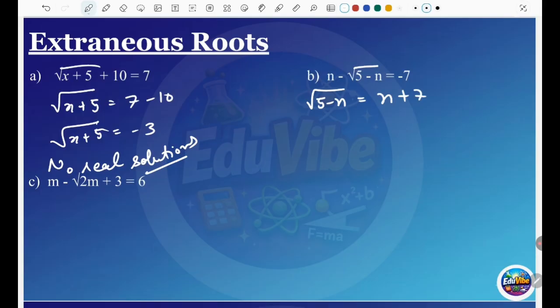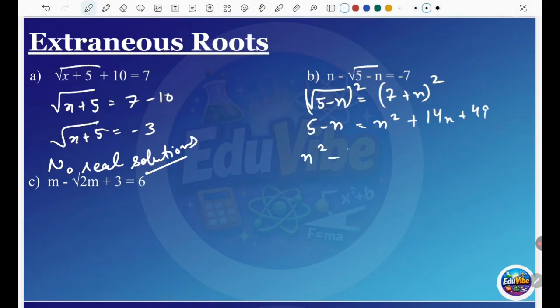So this is n plus 7, or you do 7 plus n, it stays the same. So you have to do squaring on both sides. When you do squaring, you get 5 minus n is equal to n squared, this is the a plus b whole square. So solve like this. Now combine like terms: n squared plus 15n plus 44 is equal to 0.